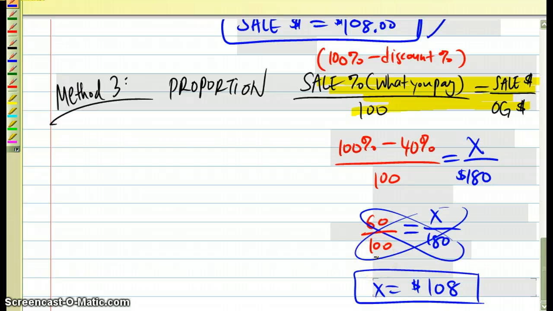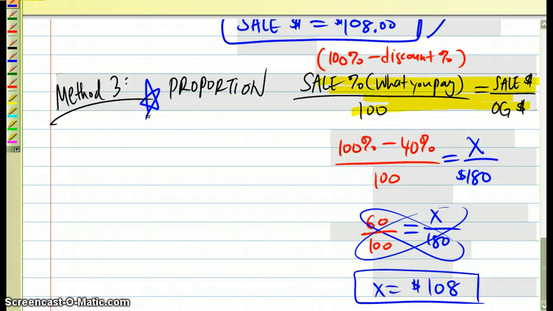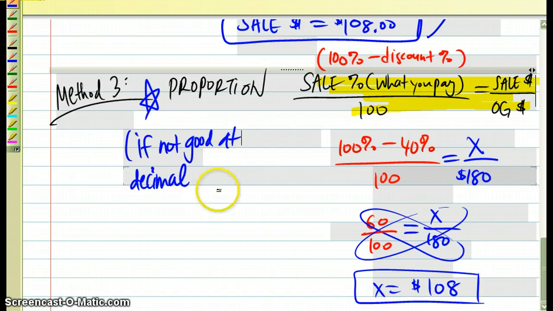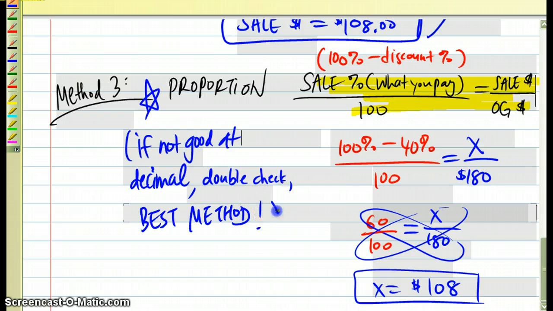And there are fewer decimals to deal with when you use a proportion if you're not very good at decimals. And this would be the method that I would suggest. So if you're not good at decimals, I wish I could say just get better at it and practice it, and it would be best. But if you're just not good and you want to maybe just double check an answer, this is your best method really, because it eliminates a lot of those decimals that you don't have to deal with as much.